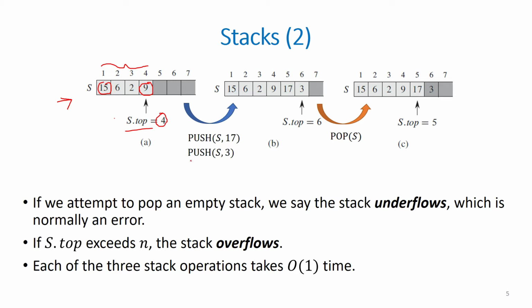When we call push(s, 17), first we increment the pointer by 1 and then place 17 at the top of the stack, that is at position 5. Similarly, push(s, 3) increases s.top by 1 and then adds 3. Upon pop, the pointer is reduced by 1, in this example now pointing at position 5.